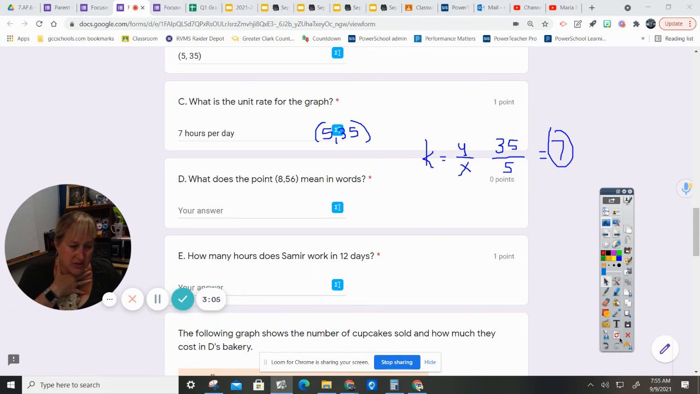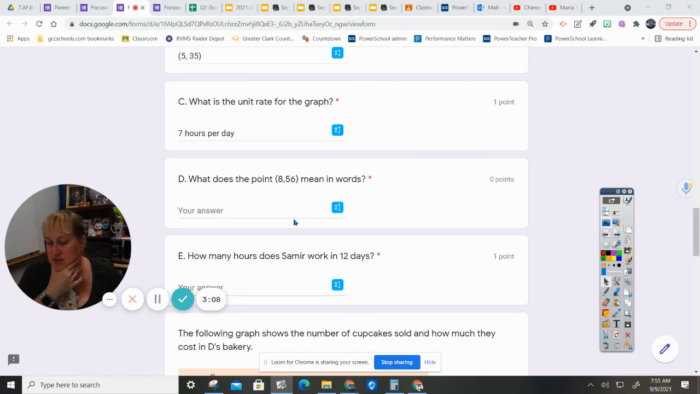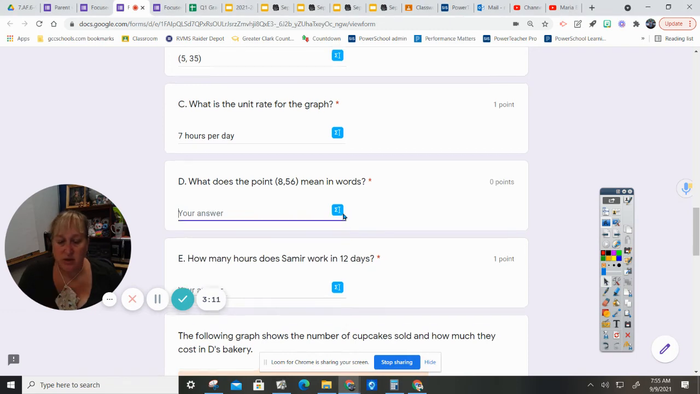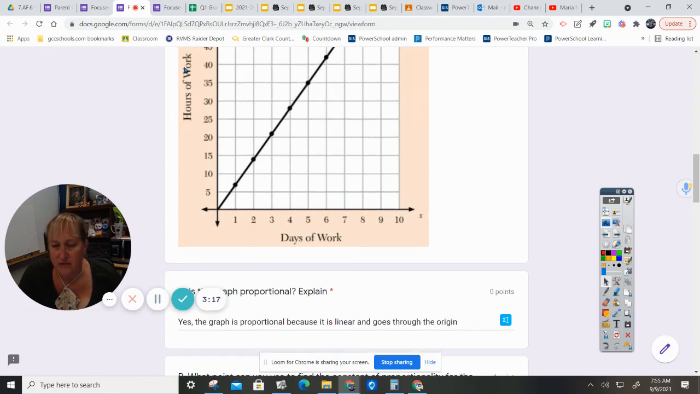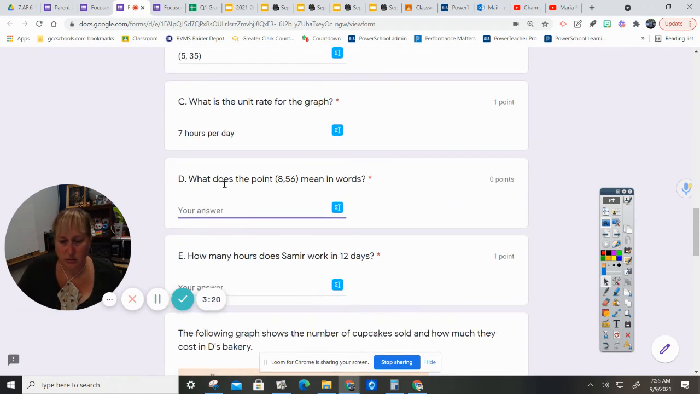All right, I'm going to clear this. It says, what does the point 8, 56 mean in words? So I'm going to come up here and I'm going to look. The 8 is the days of work, and the 56 is the hours of work. So that means Samir works 8 hours in, no. Let me try that again. In 8 days, Samir works 56 hours.